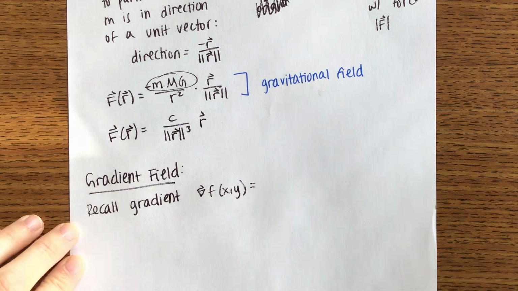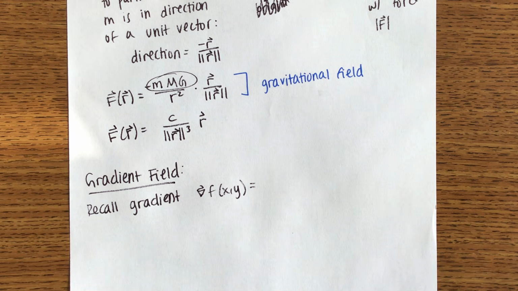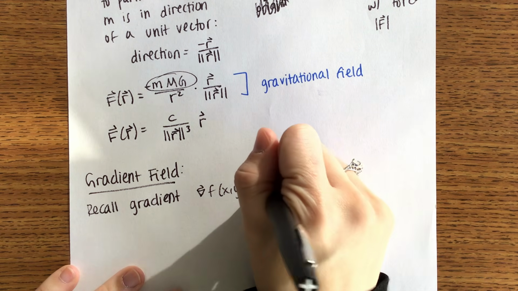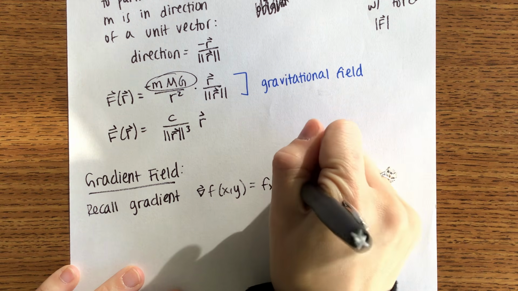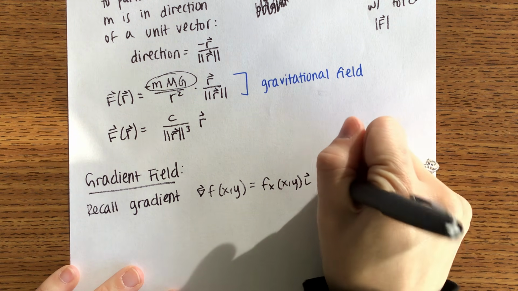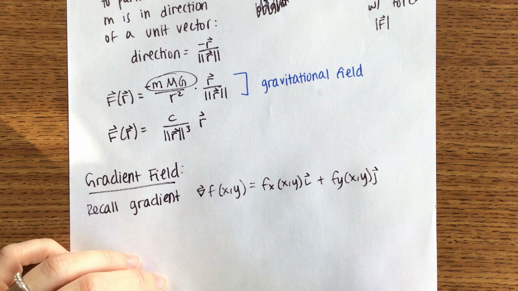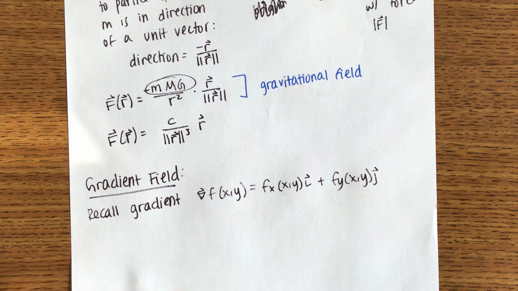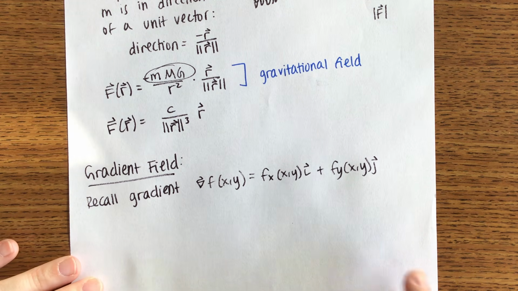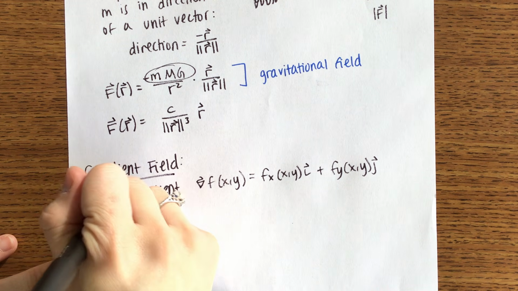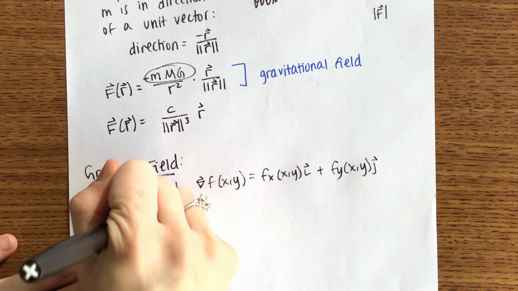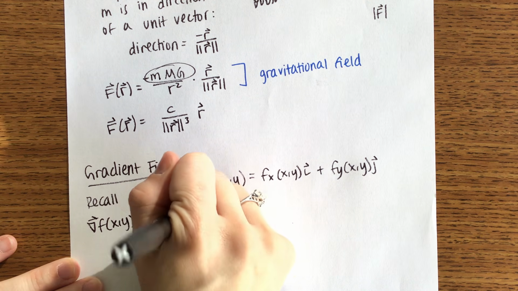If we take the gradient of some function f of x, y, what does the gradient tell us to do? Both partials, yeah. So we take the partial with respect to x, multiply it by i, partial with respect to y, multiply it by j. Okay, so then the gradient is really a vector field.